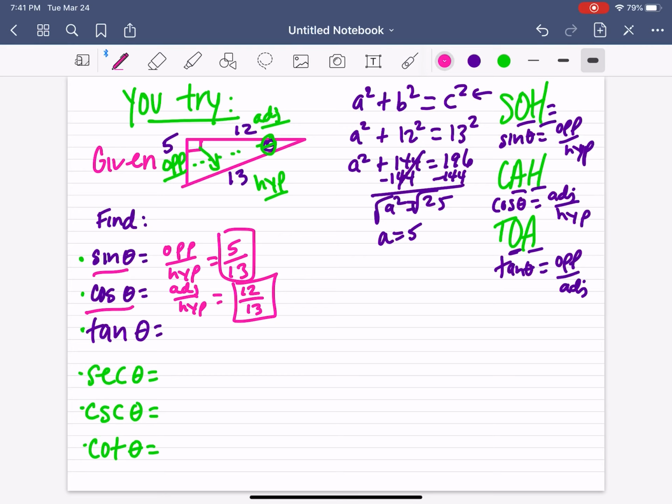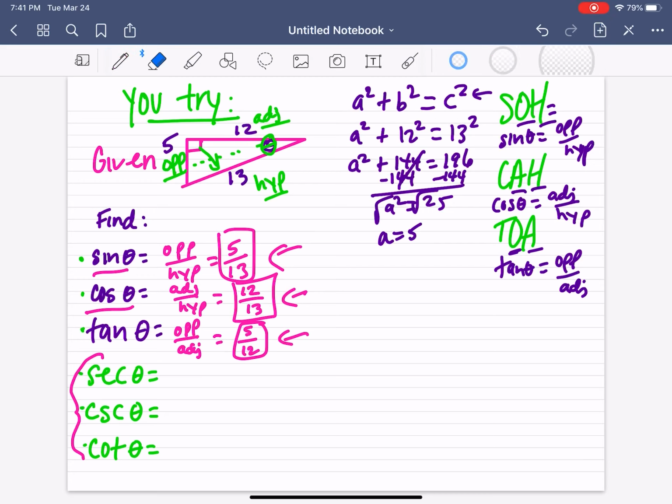Now tangent of theta. Tangent is opposite over adjacent. And looking at the triangle, the opposite is 5 and the adjacent is 12. Now, if you know the reciprocals of these three, you should just be able to look at these and get the answer. But let's do it the long way for the purpose of you practicing.